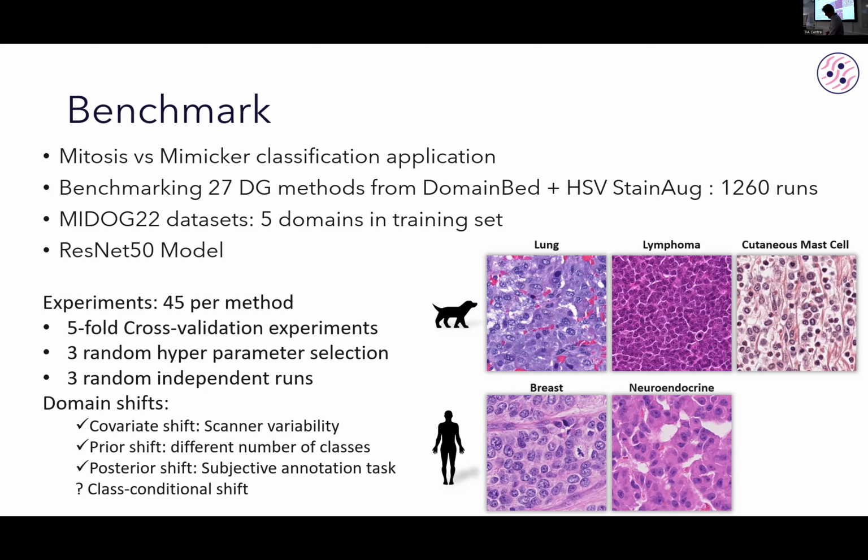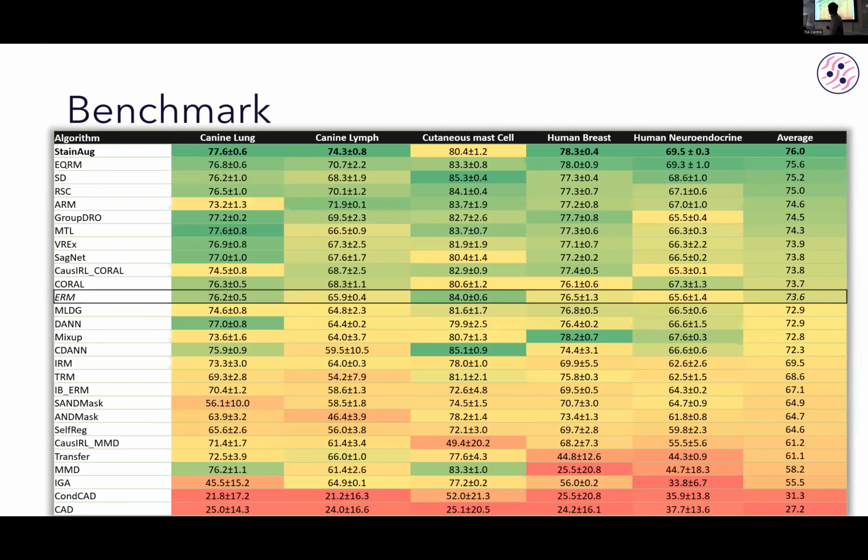We used a ResNet-50 model and investigated 27 different domain generalization methods, and HSV stain augmentation as a domain-specific, or modality-specific, data augmentation technique. Interestingly, we found that by simply using stain augmentation, you can outperform all the other fancy domain generalization techniques for this particular task. We cannot say it's always the case; with different tasks, you need to try different methods to see which one works best for you. We also found that even using ERM, which is basically using the data you have in a good training setup, you can get better results than lots of other domain generalization techniques.